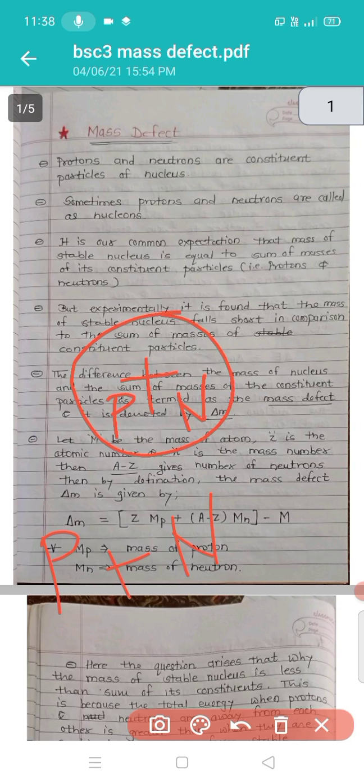See, experimentally we found that the mass of the stable nuclei falls short in comparison to the sum of these two constituents. This difference between the mass of the nucleus and the sum of masses of the constituent particles is termed as the mass defect and it is denoted as del M. Del M is the mass defect. Okay, understood?